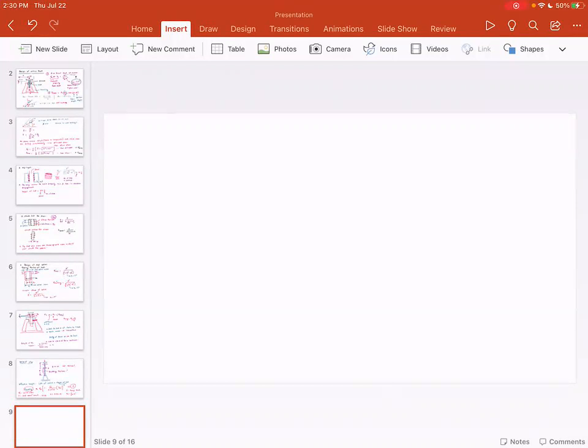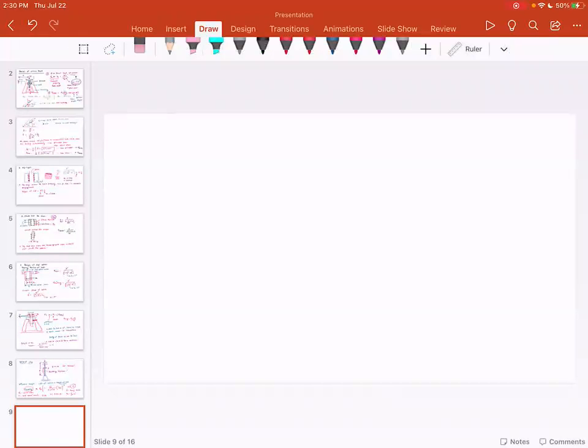Okay, so the problem goes something like this. Design a screw jack to lift 80 kilonewtons at the height of 400 millimeter.